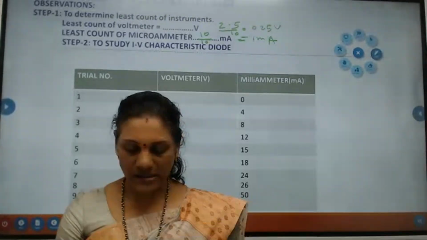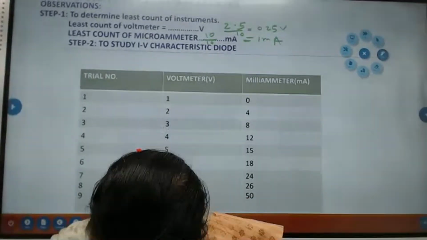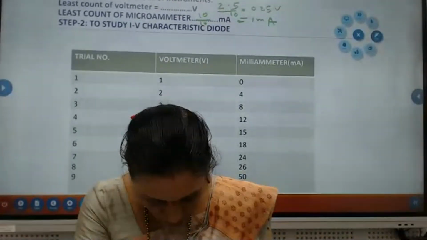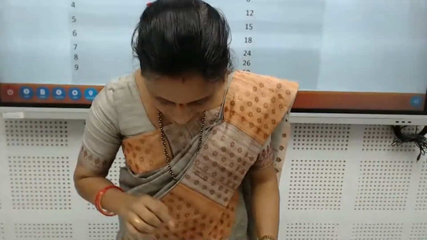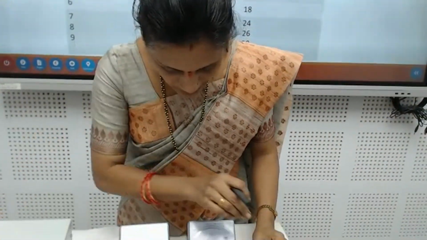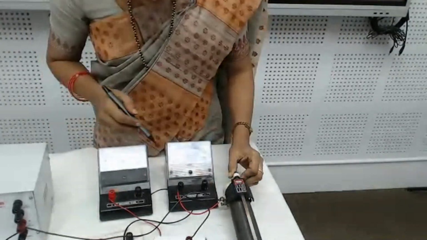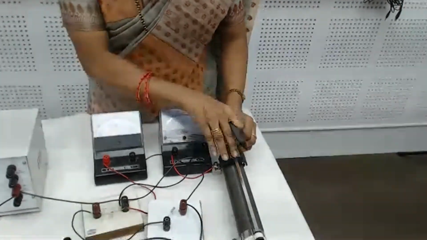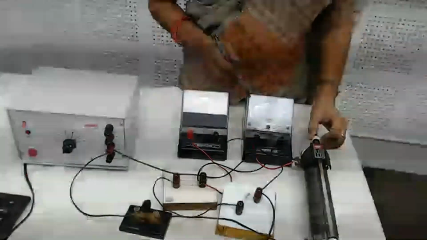Just to observe, I will show you step by step. I will switch on the battery, then slowly increase the voltage. This is 0 volt and here is also 0 current. Slowly I will take the first line, 0.25 volt. There is no current flowing through my circuit. Next one, 0.50. Then also my needle is not deflecting.